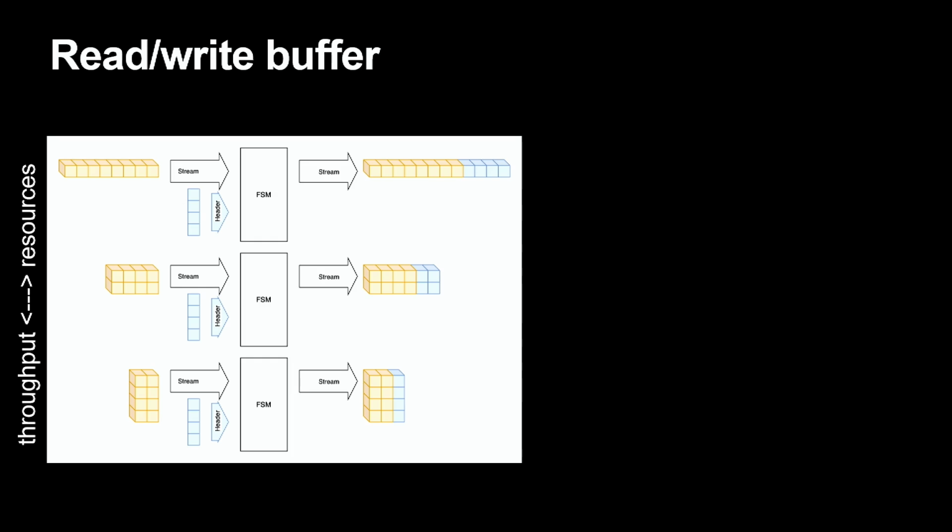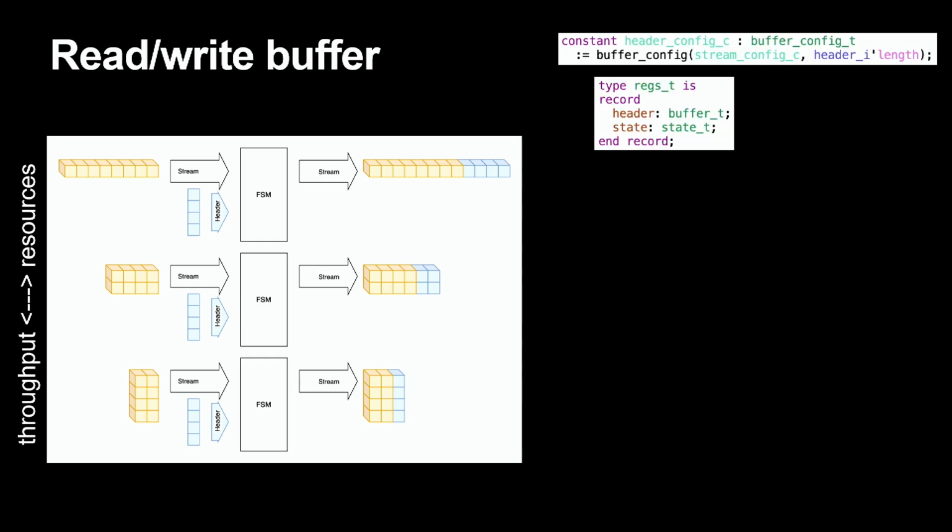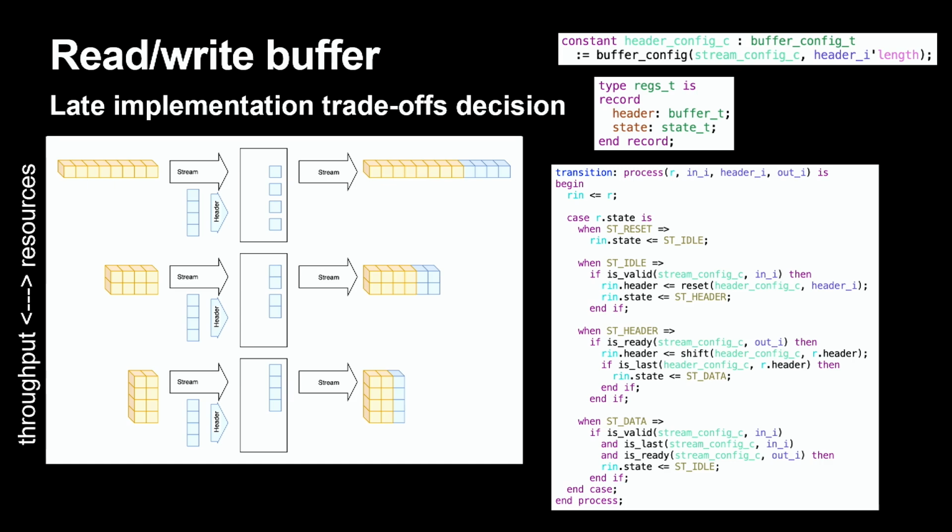Like here, for the example, we have a block that is processing a stream and inserts a header before the stream. And maybe we want to design a block that is able to adapt to be either 1, 2, or 4 bytes wide, and to do it late in the implementation. And how to design this? Well, again, as long as we have abstracted everything out, we can add a configuration for the buffer.